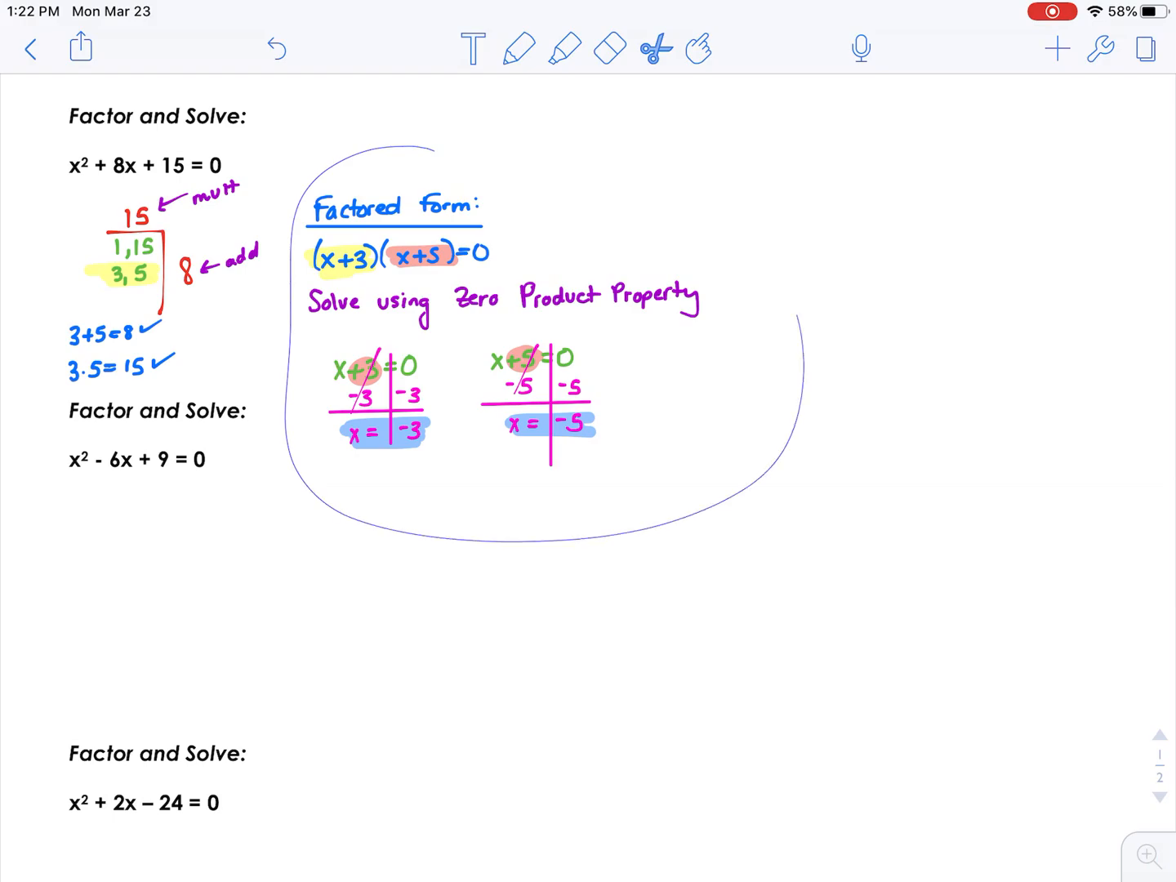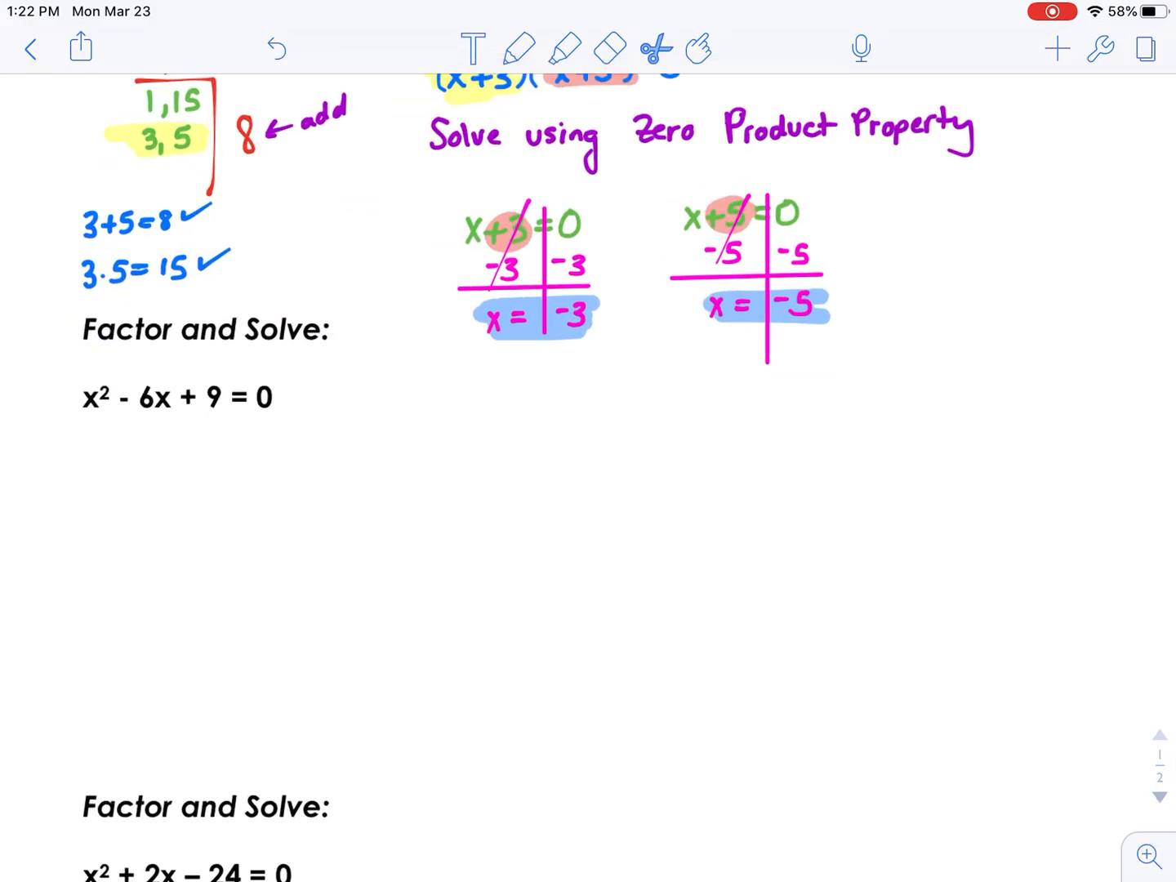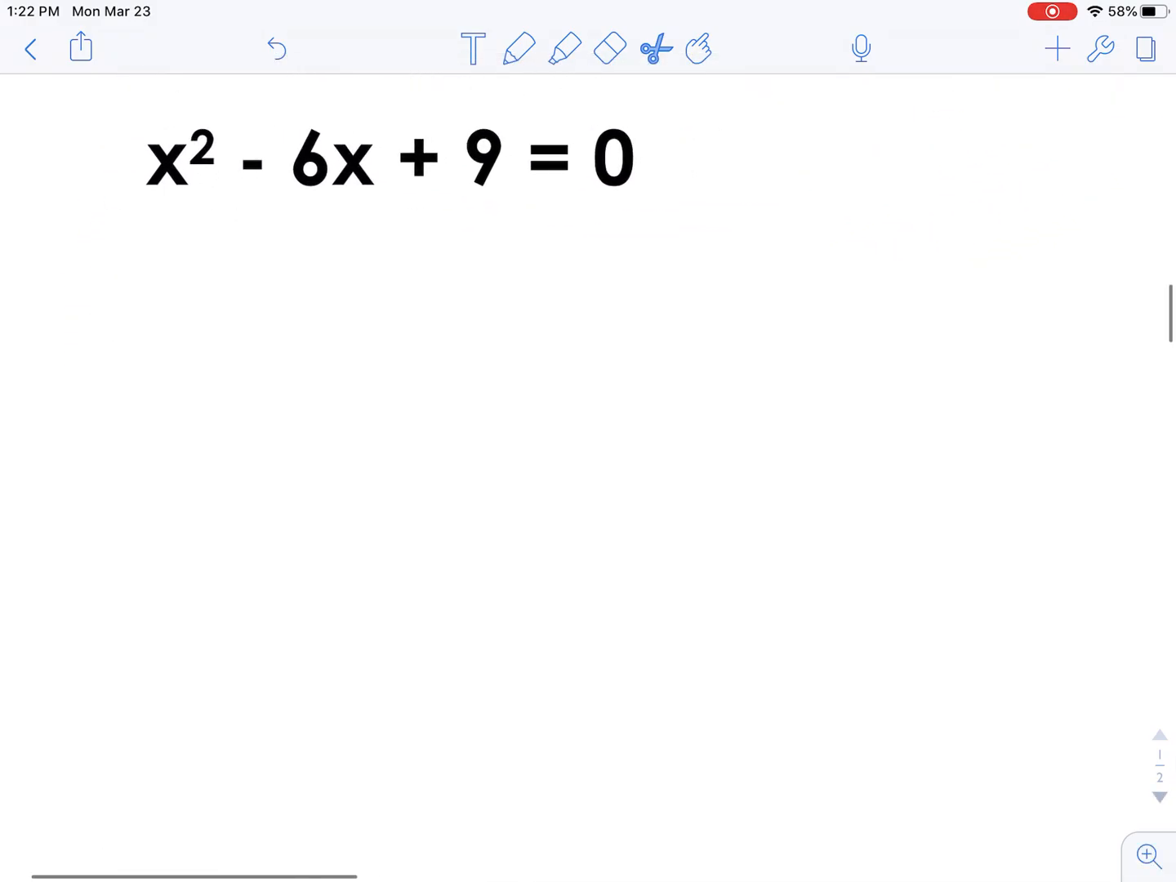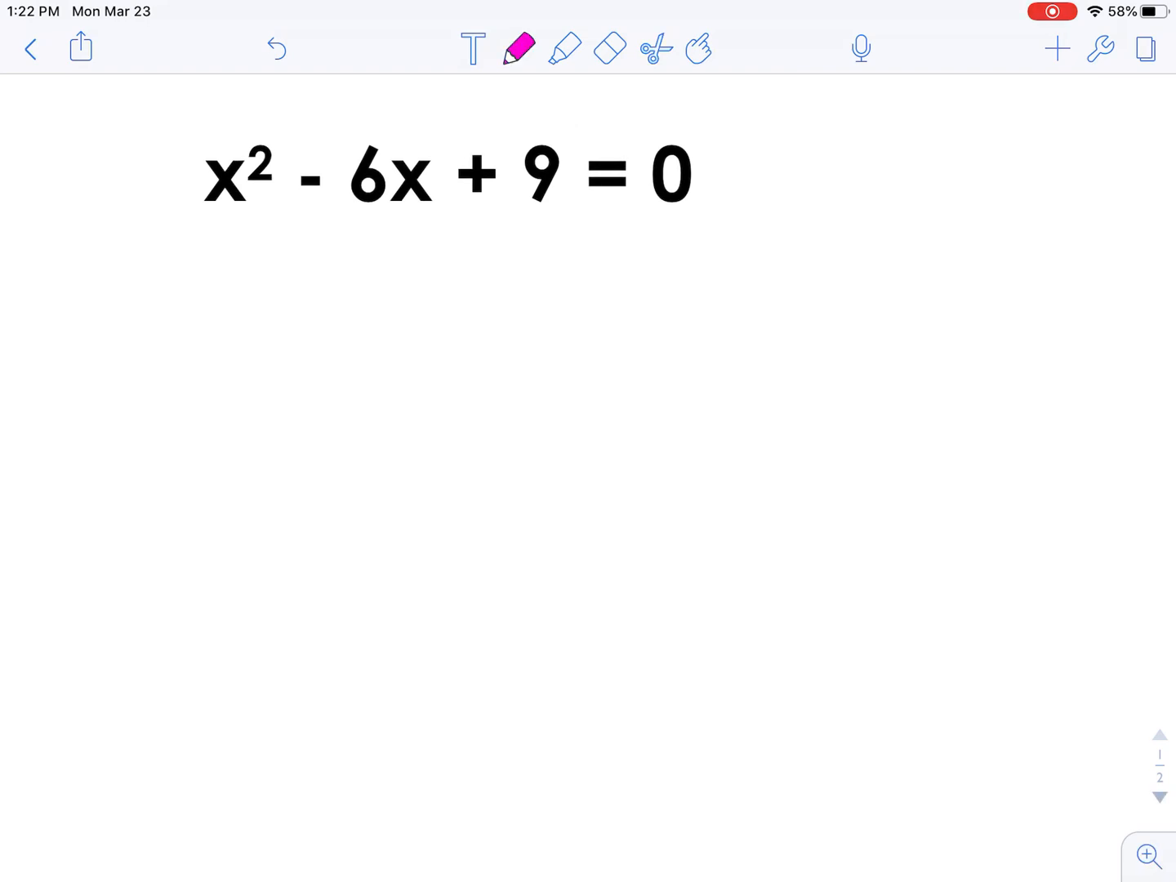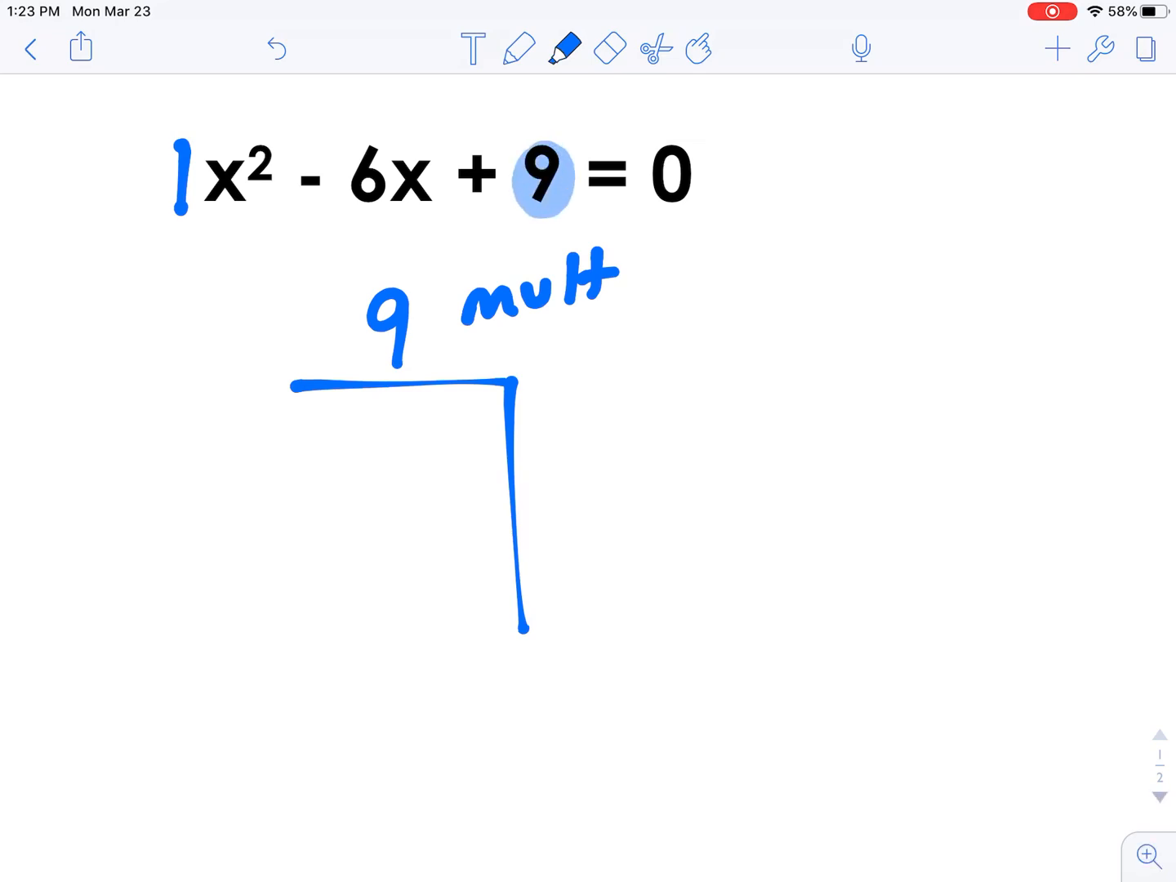Let's try the next one. So for the next one, it says factor and solve. These all will have a lead coefficient of 1. And that means we're going to go straight to factoring. There's no GCF that has a lead coefficient of 1. We want to know what multiplies to 9 and what's going to add to negative 6.